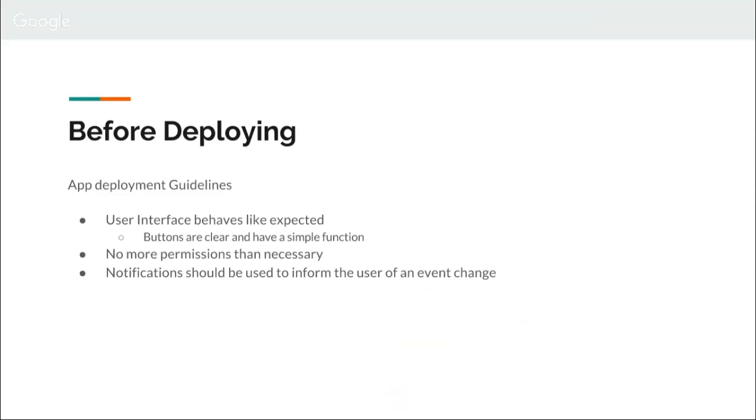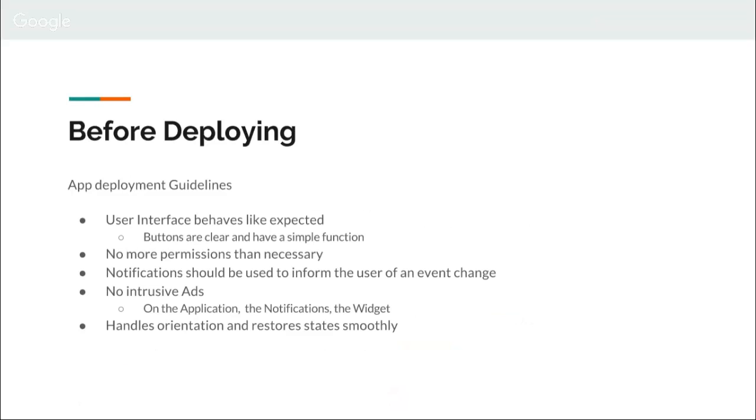Notifications should be used to inform about an event, not something like we have to sync data. It should be used to inform there's something happening. No intrusive ads, right? And on the notifications and on the widget, you have to make sure that the apps are not getting in the way of the application.